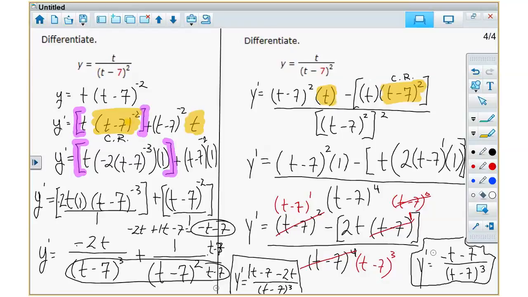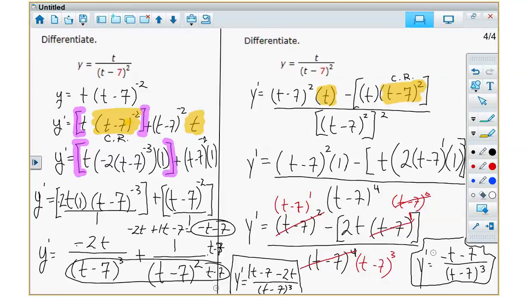With the product rule, you've got to get a common denominator. So what's the common denominator? With common denominators, you use the highest exponent. Factoring out, you use the lowest exponent. So what's the highest exponent? 3. So we have to make this t minus 7 to the third power, so I multiply it by t minus 7 over t minus 7 because that's a factor of 1.